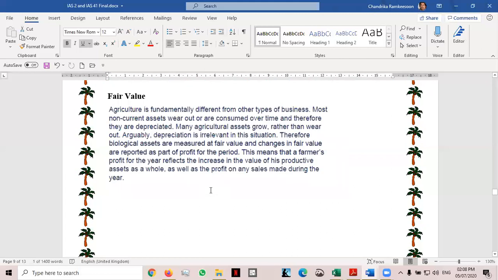Fair value in agriculture. Now, this is a useful description because remember again when we looked at IFRS 13 fair value measurement, we looked at typical things such as properties being traded and things like that. Here, agriculture is fundamentally different from other types of business.